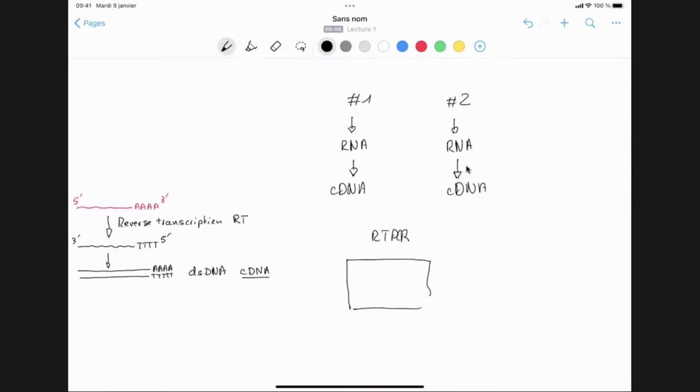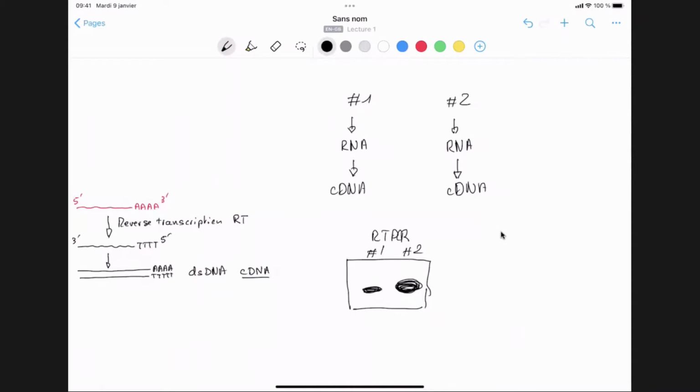So you can have a gel like that. You load your PCR products and you will see different intensities, or different quantities, of PCR products. The difference of intensity, the difference of quantity between the cDNA is proportional to the difference of the quantity of RNA that was contained in the initial samples. So it's a way to monitor gene expression.